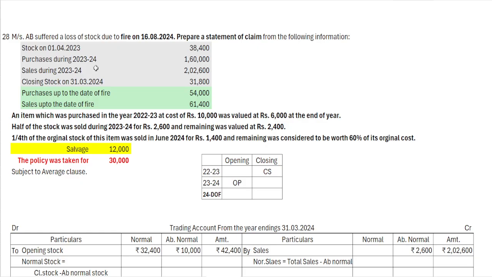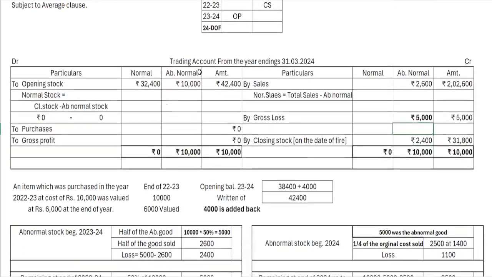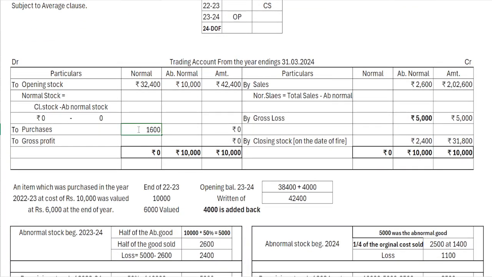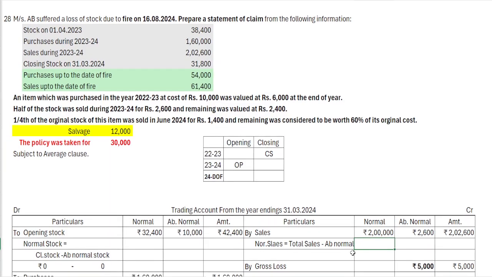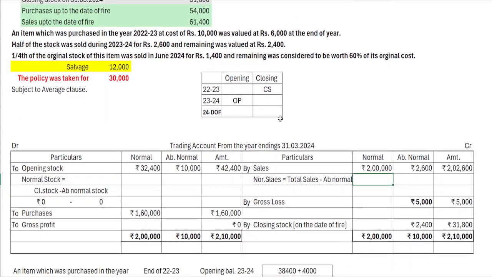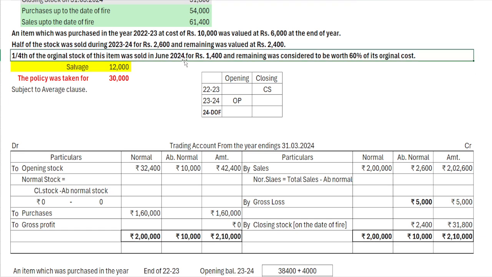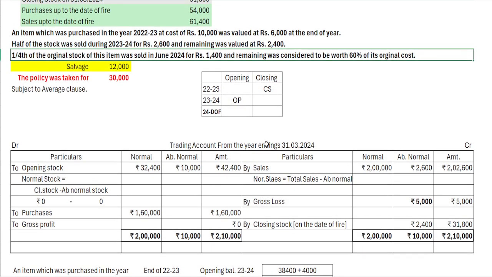And what are the purchases during the year 23-24? 1,60,000. Here sales is taken as total sales 2 lakh 2,600. In that, 2,600 is the abnormal goods sold. So therefore 2 lakh 2,600 minus abnormal goods sold 2,600, the normal sale is 2 lakhs. Then is anything else remaining to prepare the trading account? No. This is relevant to June 2024, which comes in the memorandum trading account. Just present year data. Okay.